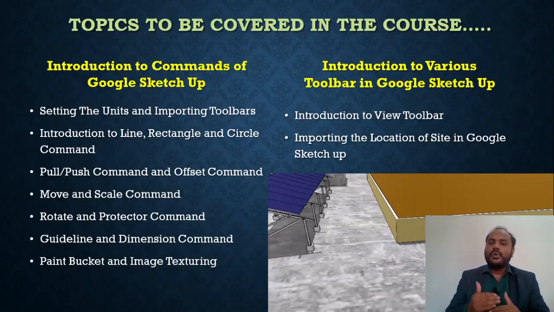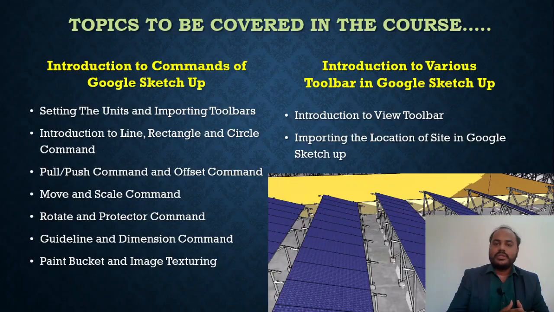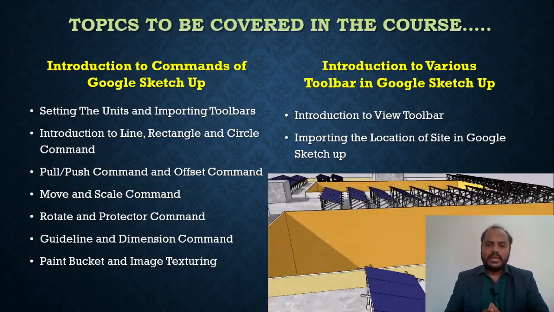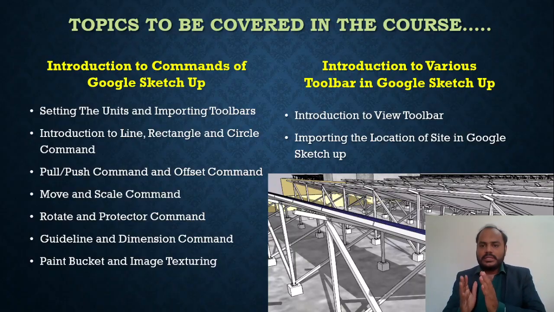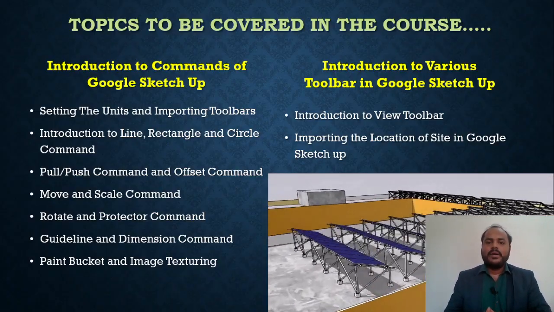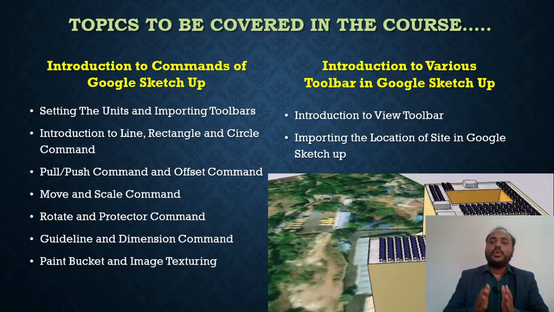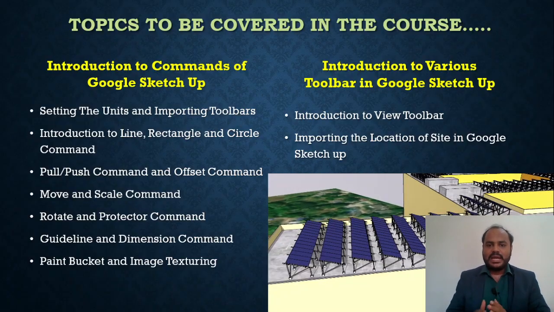So basically, we're going to be talking about the introduction of the various toolbars in Google SketchUp. What are the important toolbars required to design the shadow analysis for the solar power plant? One, we require the view toolbar, and how to import the location of the corresponding site where we are developing the solar power project into Google SketchUp.